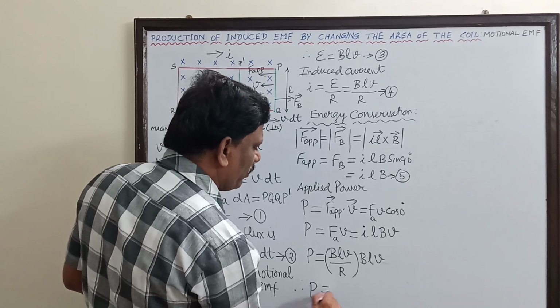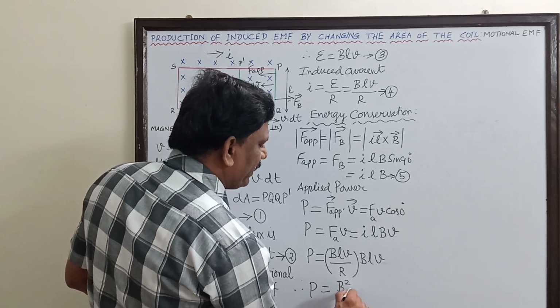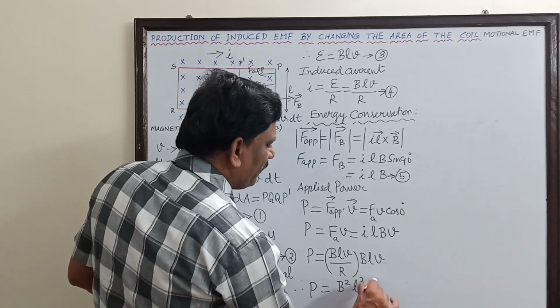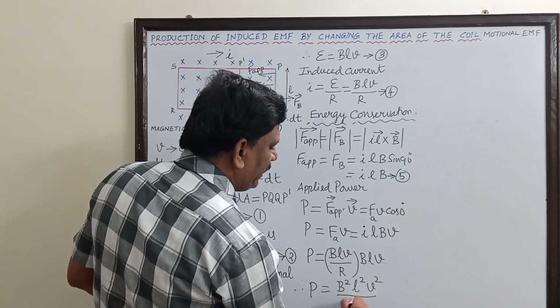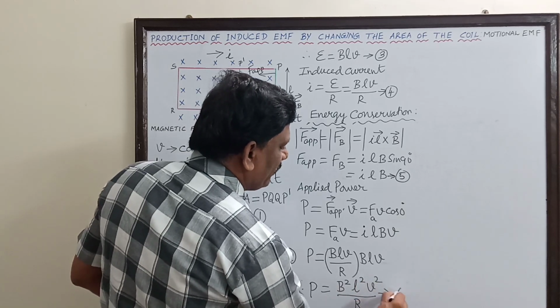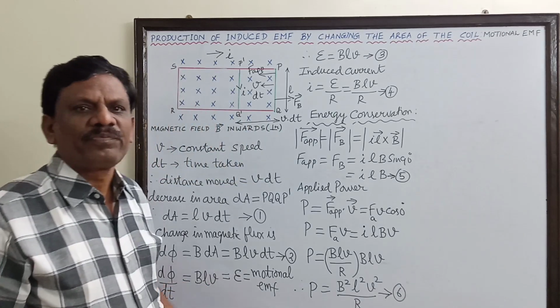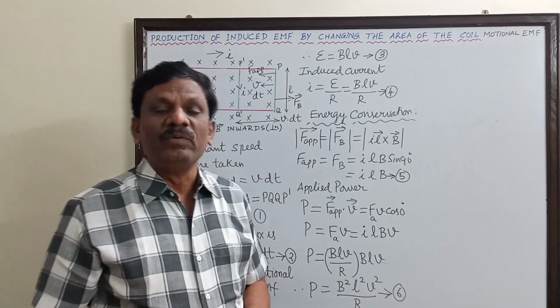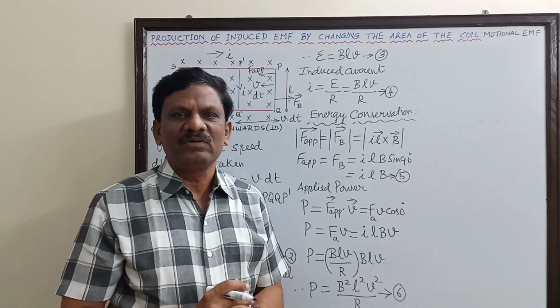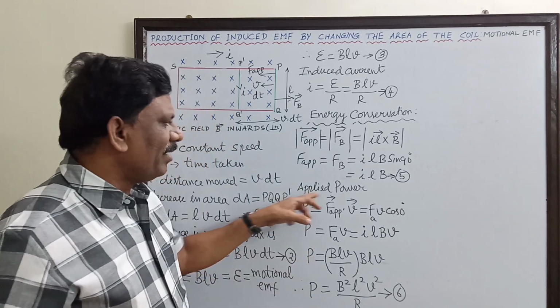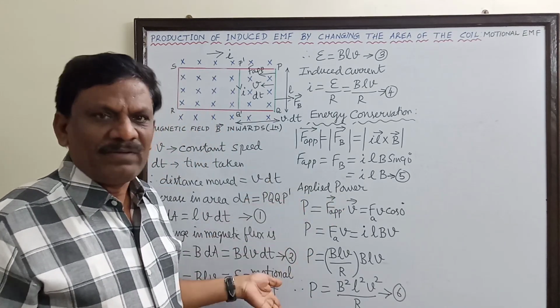Therefore, P is now equal to B square L square V square divided by R. And this is our equation 6. Step by step, you will have to write and practice. Okay. So this is the applied power.